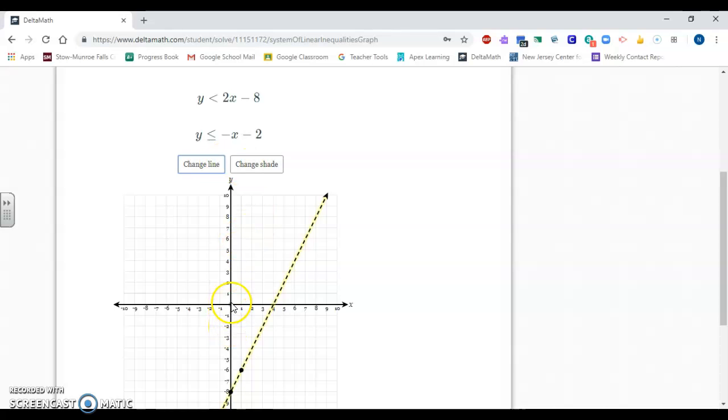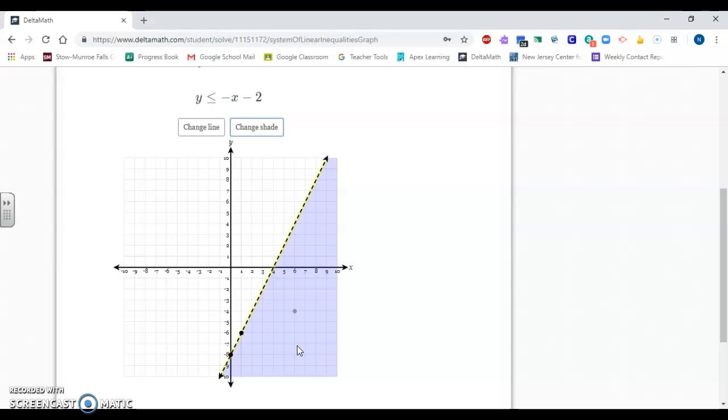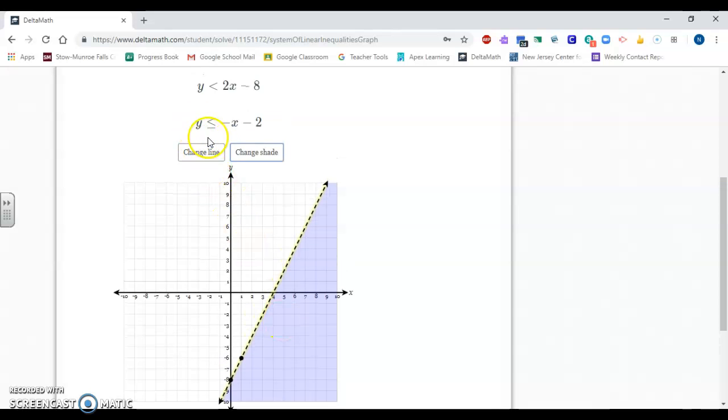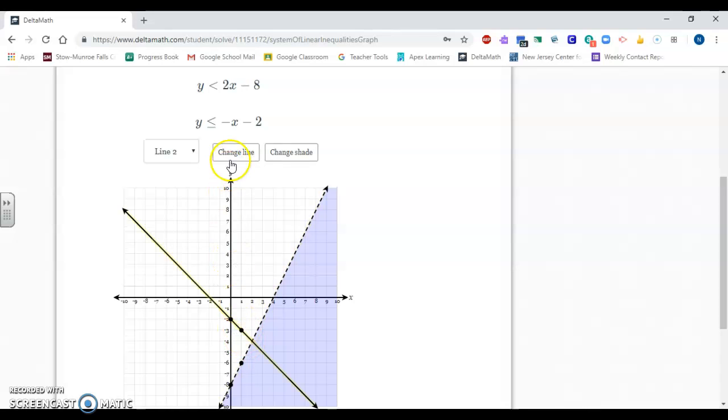0, 0 is my test point. Is 0 less than negative 8? The answer is no. So we have that. Go to our next line. We go negative 2. Down 1, right 1. We have that. This one is a solid line.